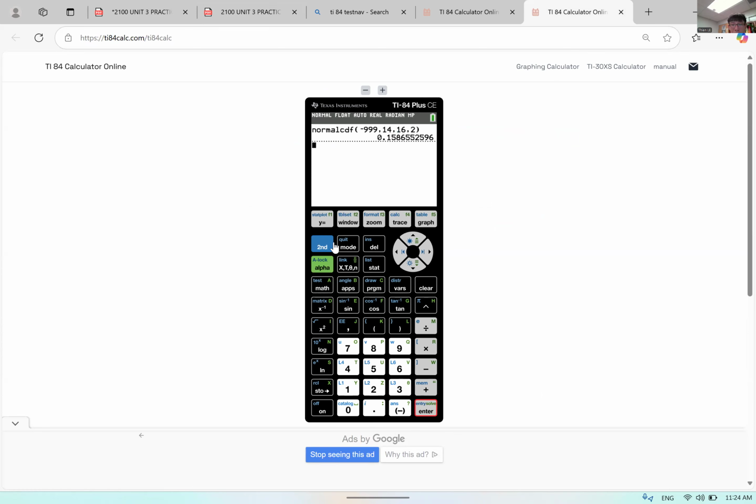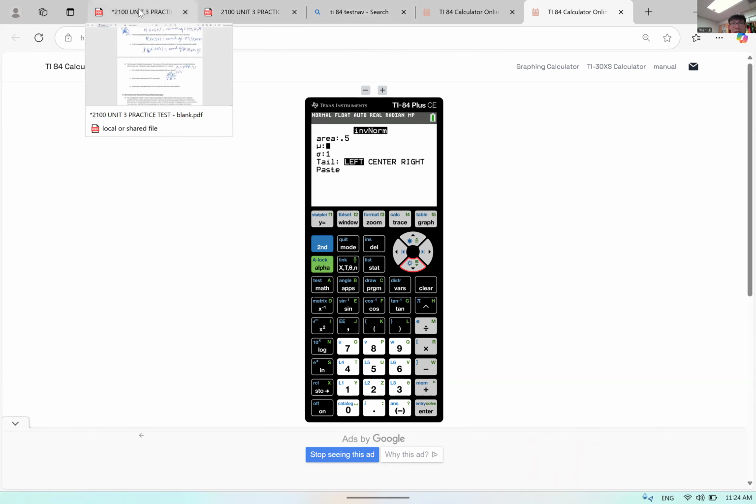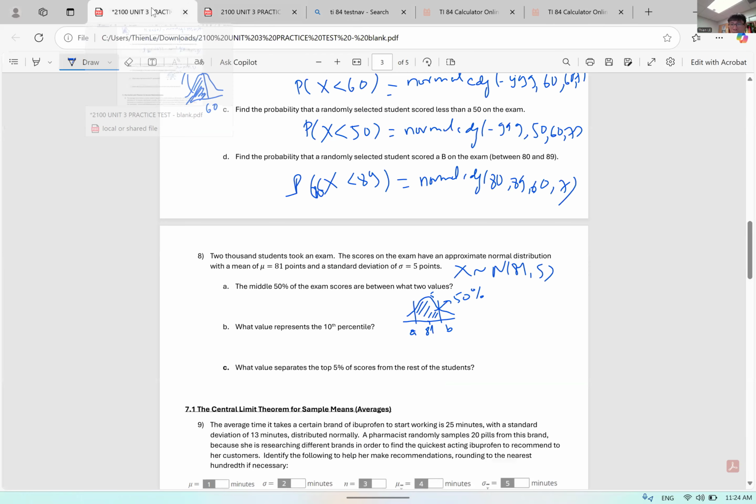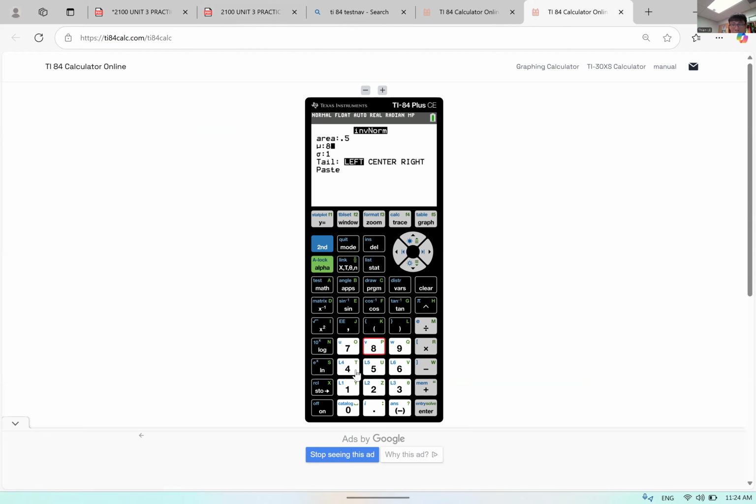So you just do a distribution here, inverse norm, right? You tell your calculator, okay, I have the area 0.5 here. The mean of mine is, let's see, 81 and standard deviation 5, right? 81, 5. And have a center area.